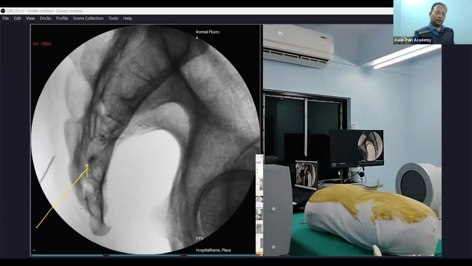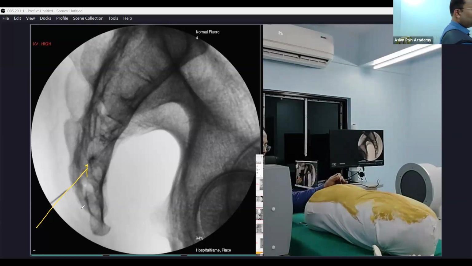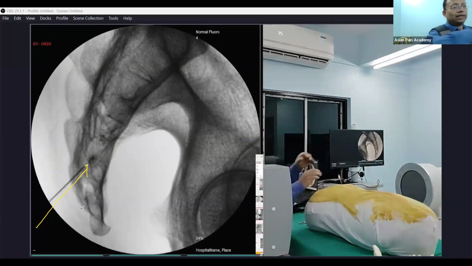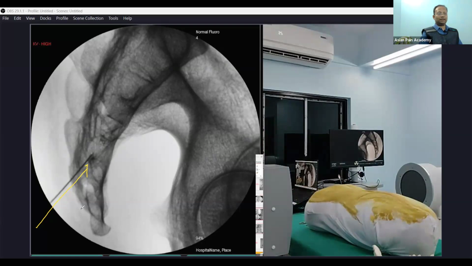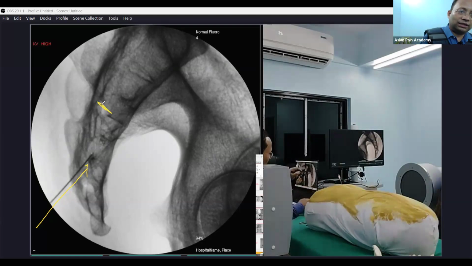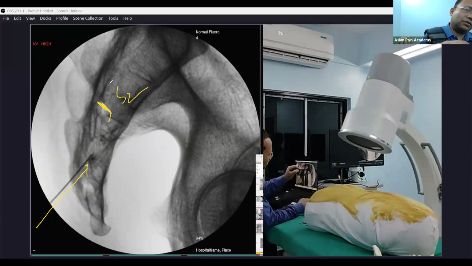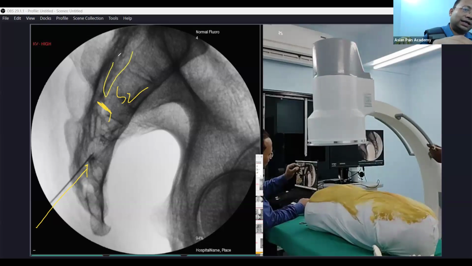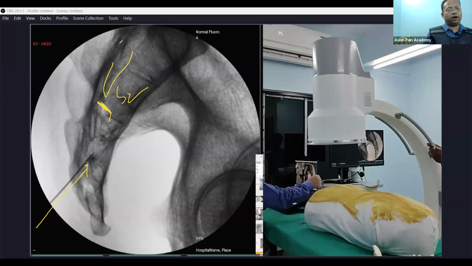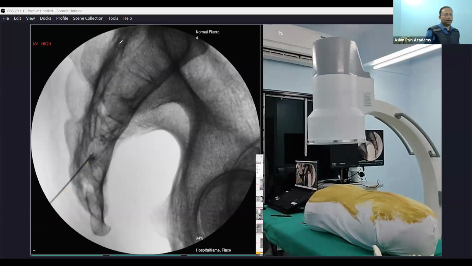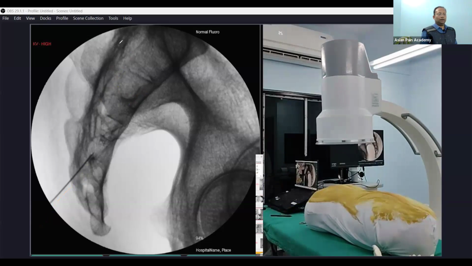Let's see. So now the angle is okay, and now it is going in the right place. But I need to check again in AP whether my direction is correct or not. In lateral, I know that I cannot go more than this because this is the lower end of S2. I should not cross that part because the dural sac will end in this area. So again in AP view, I will check.